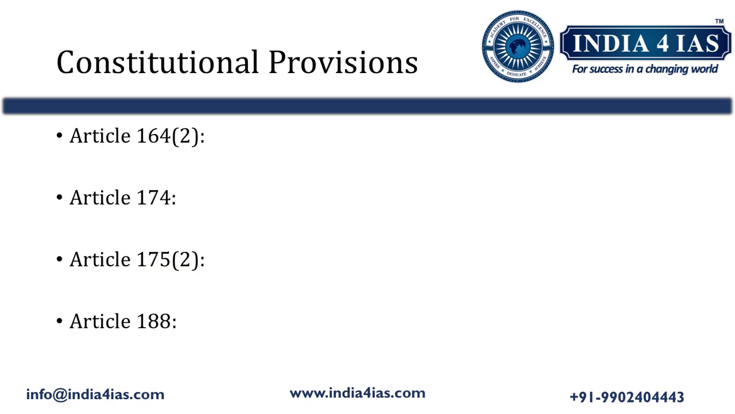So coming to the constitutional provisions with respect to the trust vote. The following are the constitutional provisions. The first one is Article 164, Clause 2. It says that the Council of Ministers shall be collectively responsible to the Legislative Assembly of the state. So it talks about the collective responsibility of the Council of Ministers to the State Legislative Assembly. It is one of the foundational requirements for the parliamentary democracy in the states.